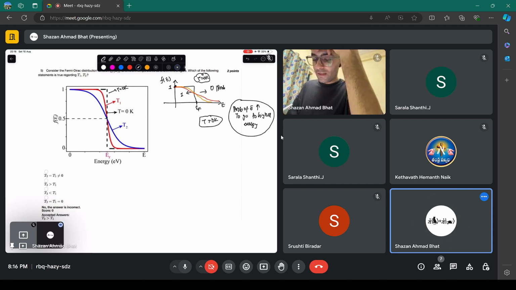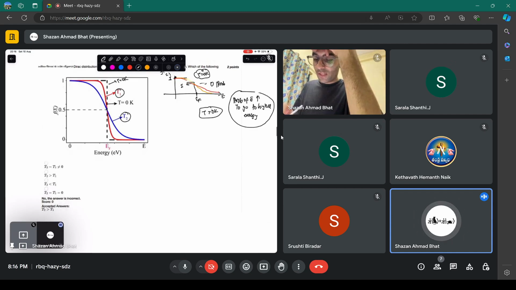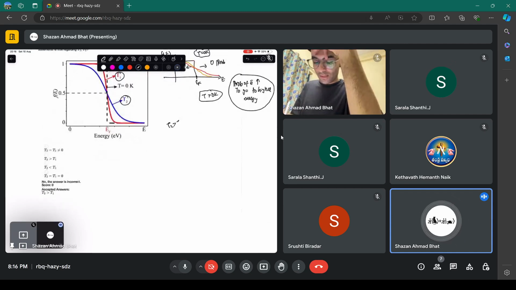And that means, what should be the relation between T2 and T1? T2 should be greater than T1, because as you increase the temperature, there will be more and more probability of electrons going to the higher energy states.